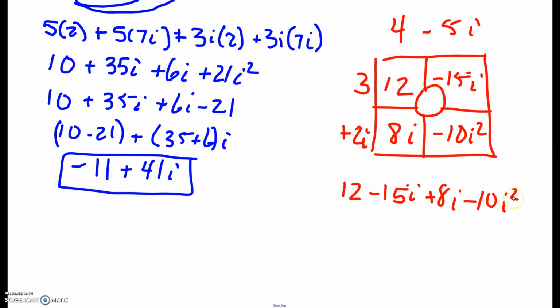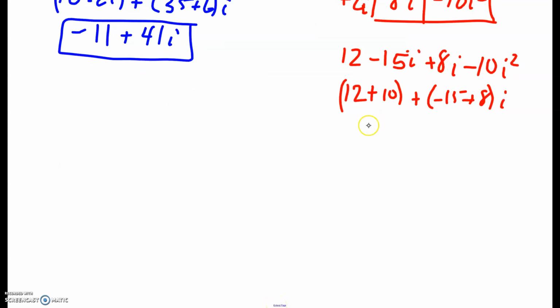And again, the i squared is -1, so instead of minus 10i squared, I can write that as plus 10. So I have 12 plus 10 plus negative 15 plus 8i, which is 22 minus 7i.